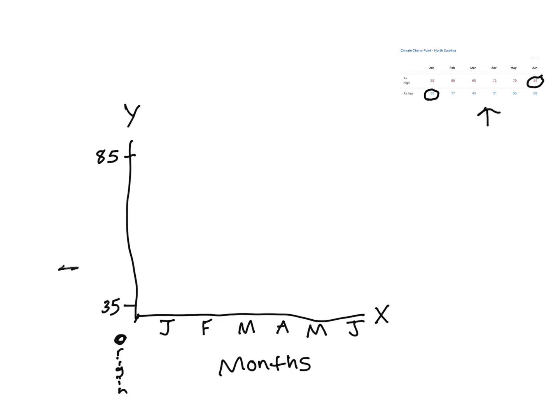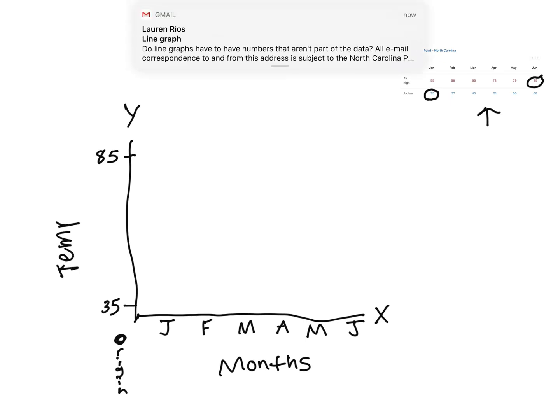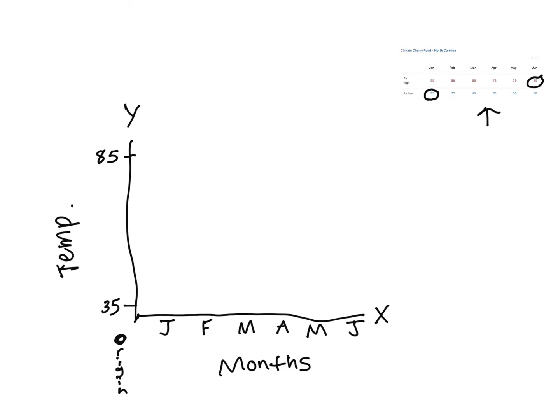And then I'm also going to put my label across my y-axis, and I'm going to put temp for short for temperature. And I'm going to skip count. I'm thinking I'm going to skip count by tens. So 35, 45, 55, 65, 75. So my drawing again is not perfect, but I tried my best to kind of keep the same amount of space between each number. If I don't do that, my data is going to look all kinds of wonky. It's not really going to make sense.